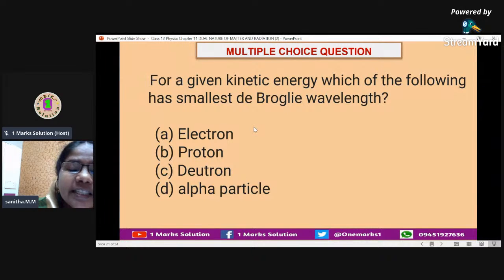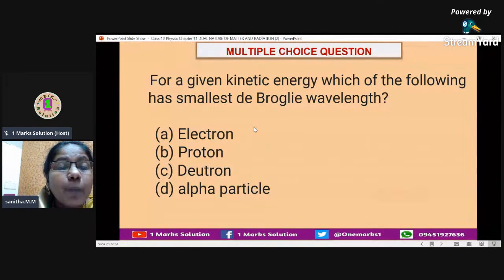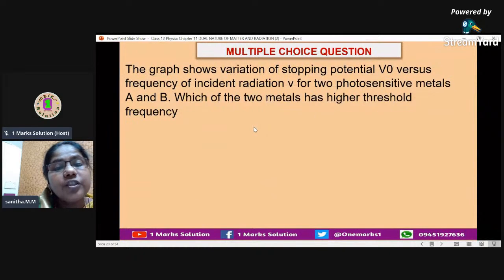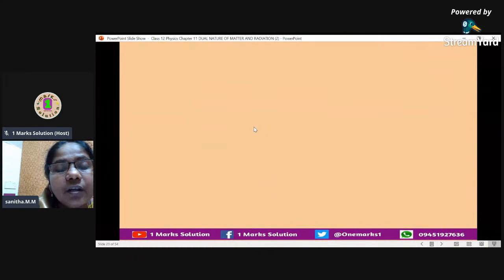So if energy is same, it depends on only mass. It depends on h also, but h is constant. So we can say that if mass increases, what will happen to lambda? Lambda decreases. Here the question is asking for the smallest de Broglie wavelength. So what will be the answer?